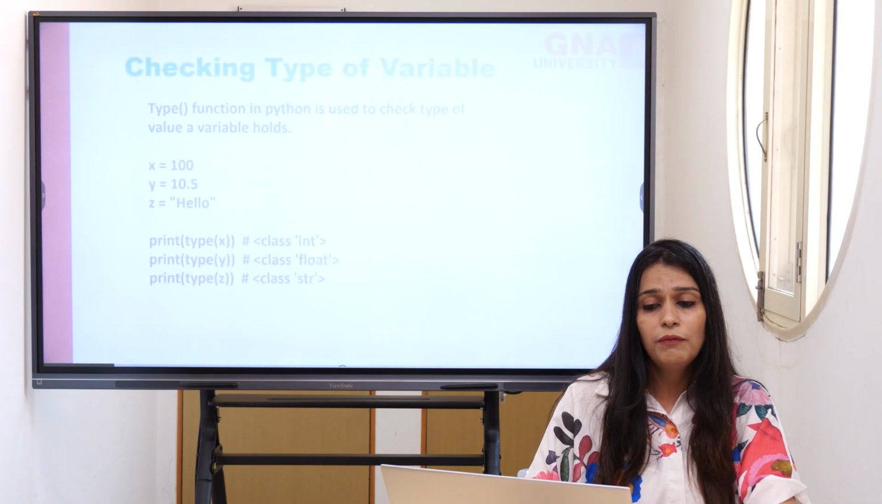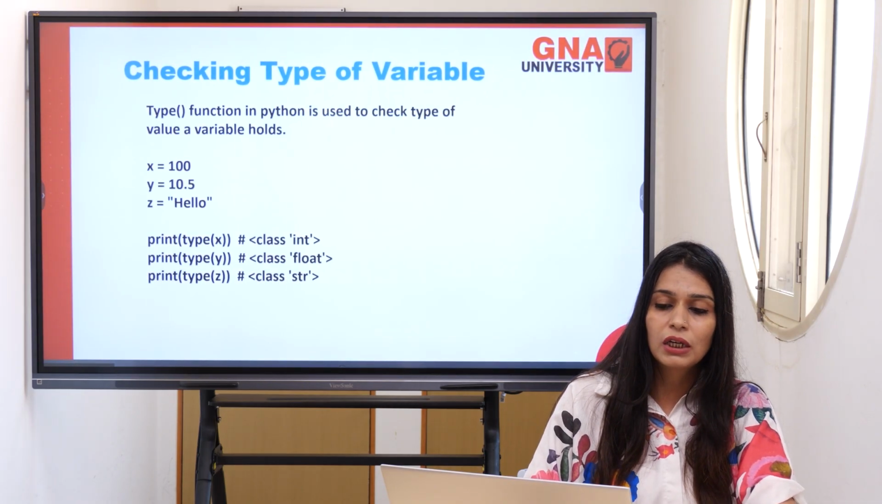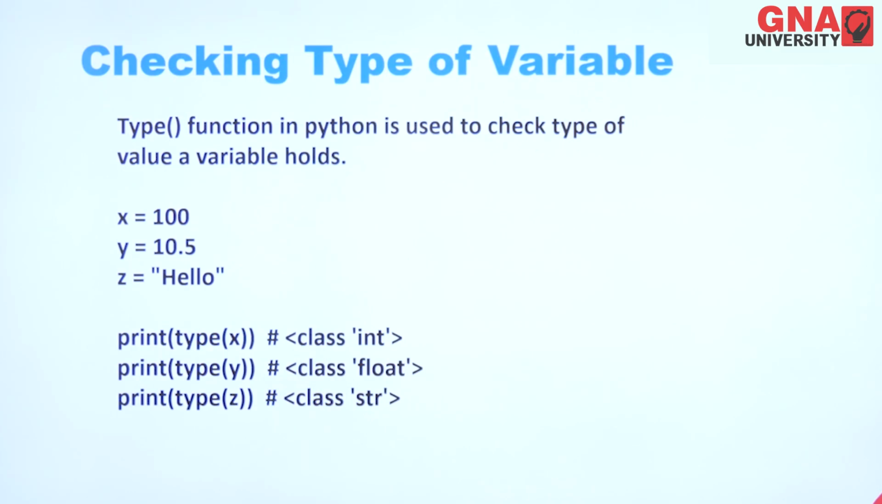Now if we declare a variable, we can check what kind of variable it is. For that, the type function is used. Like here we write x = 10, y = 10.5 and z = "hello", which is a string. When we write print(type(x)), it will give the integer type. If we write print(type(y)), it will give the float type. Similarly, if we write type(z), it will give the string type.